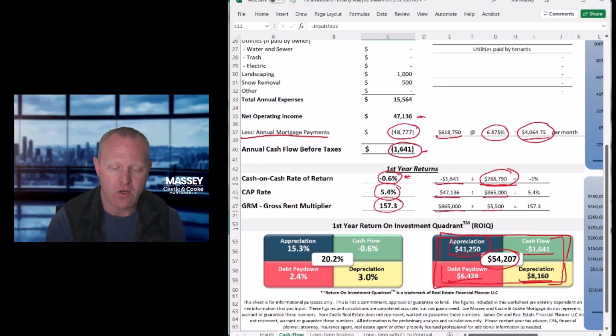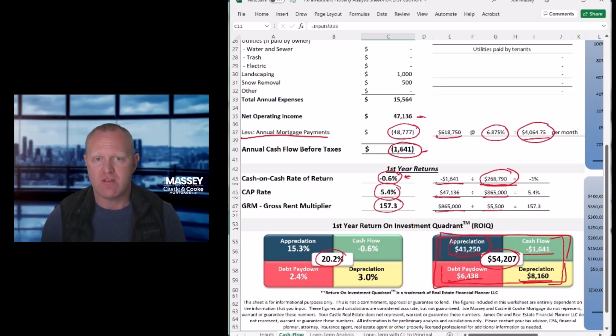When you tally up all of these four returns on investment, you get a 20% return on investment in year number one. So I want you to think about that for a second. I would describe this as a very solid deal. I would not describe this as a home run.